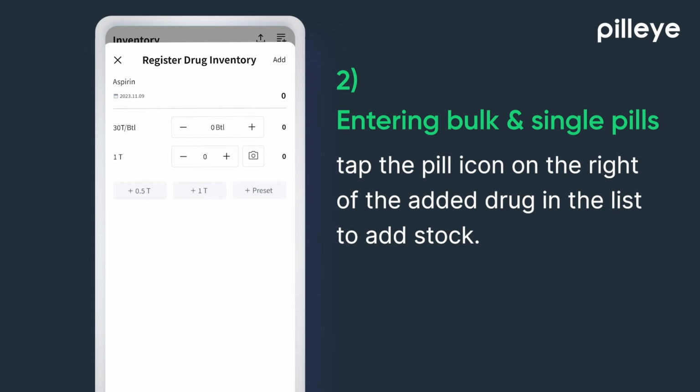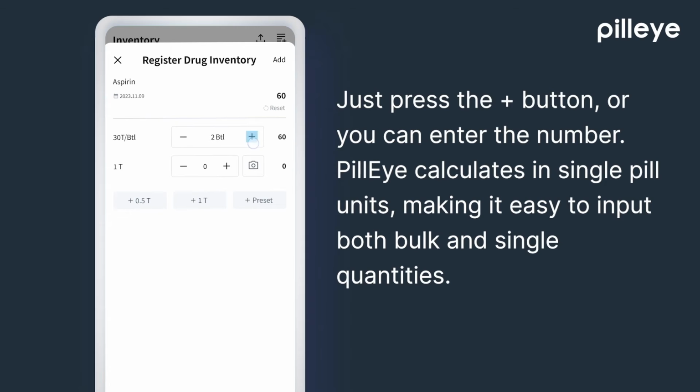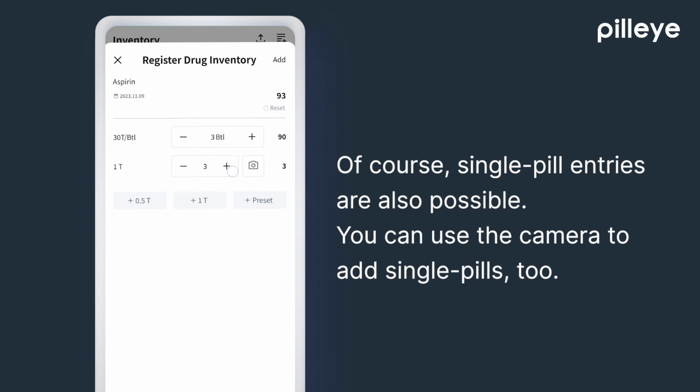After verifying the number of unopened bulk bottle stocks of the pill on your shelf, use the plus button to increase the bulk stock count. Next, enter the quantity of single pills from the opened bottle or use PillEye's autophoto counting feature to tally the remaining single pills.